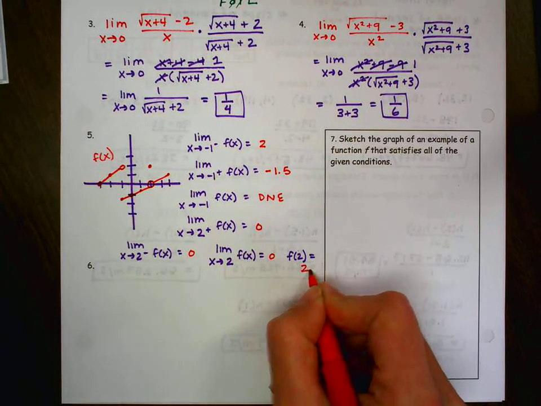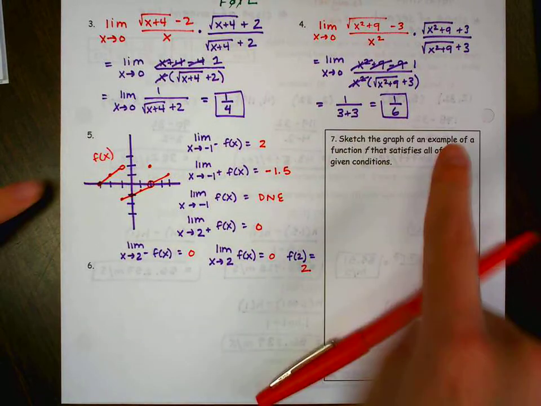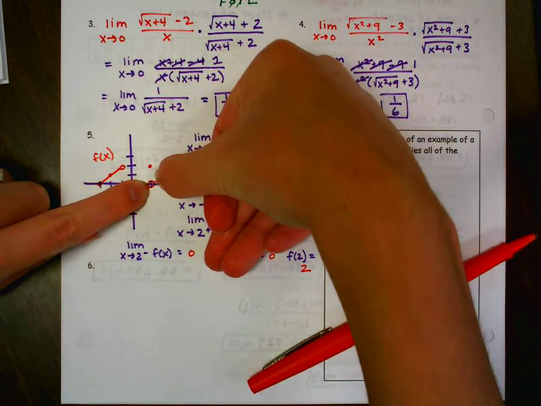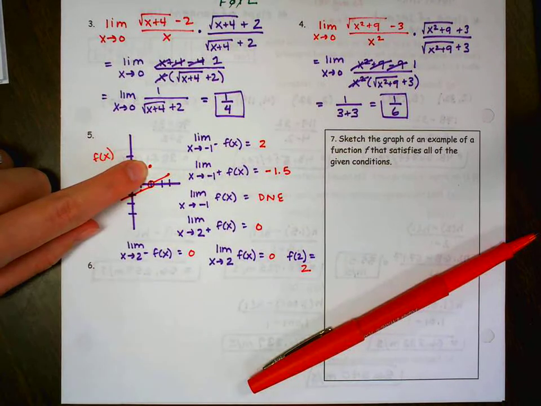The big one I want to touch base on is this f of 2. So the limit from both sides, we're approaching a y value of 0, but the function itself has a value of 2 at that point. Okay?